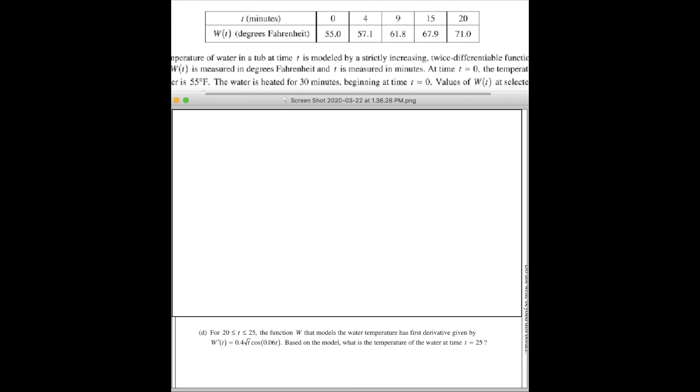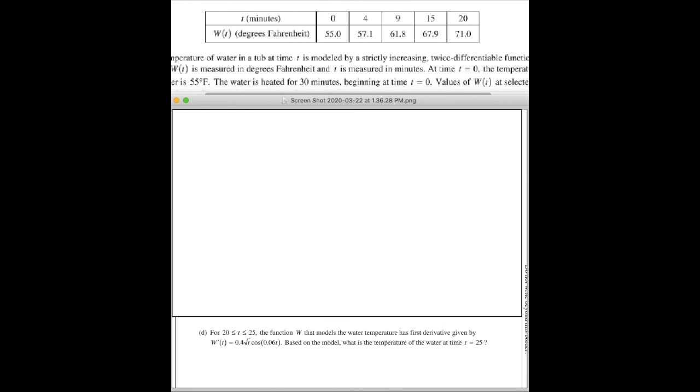Okay, for 20 ≤ t ≤ 25, the function W that models the water temperature has first derivative given by W'(t) = 0.4 √t cos(0.06t). Based on the model, what is the temperature of the water at time t = 25? So for this problem, I'm working under the assumption that calculators are allowed. If not, I can do this problem a little bit differently, but I'm going to work under that assumption for now.